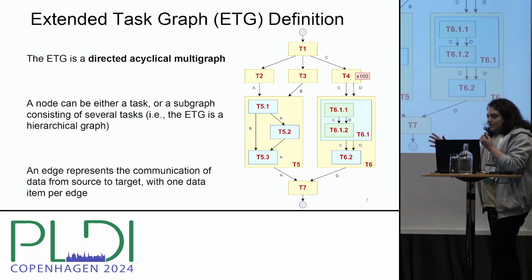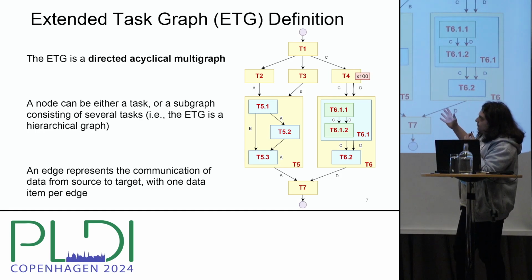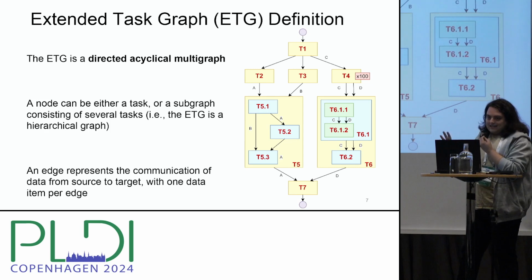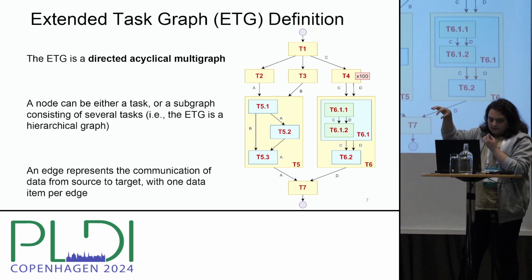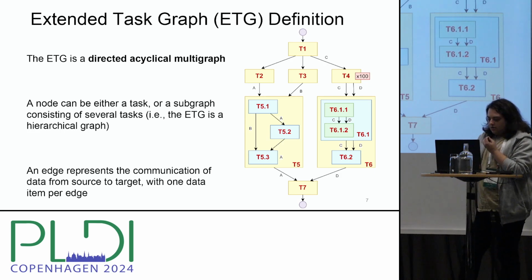And so now that we have settled on a standardized representation of C code that we can work with, we can actually start to define the extended task graph. In essence, our standard task graph is a directed acyclical multi-graph, where each node can either be a task by itself, or it can be a cluster of tasks. So basically, we have graphs inside graphs inside graphs. And the edges represent the communication of data from one task onto the other.